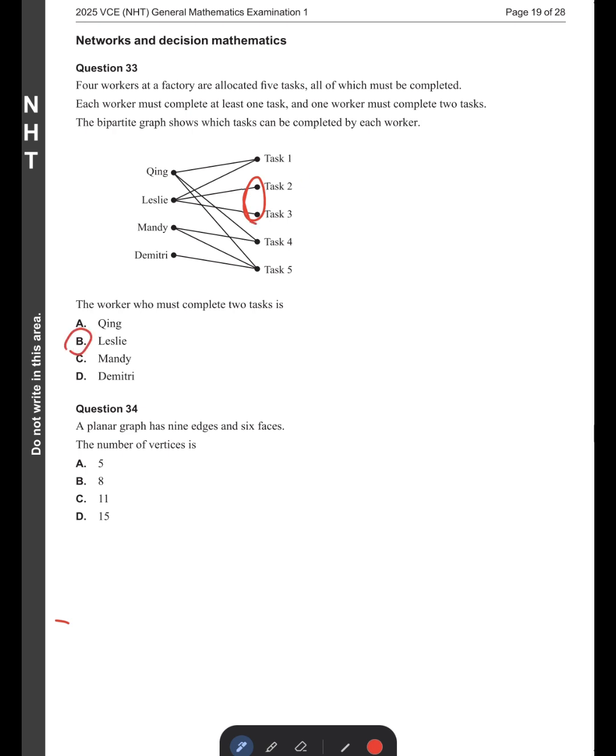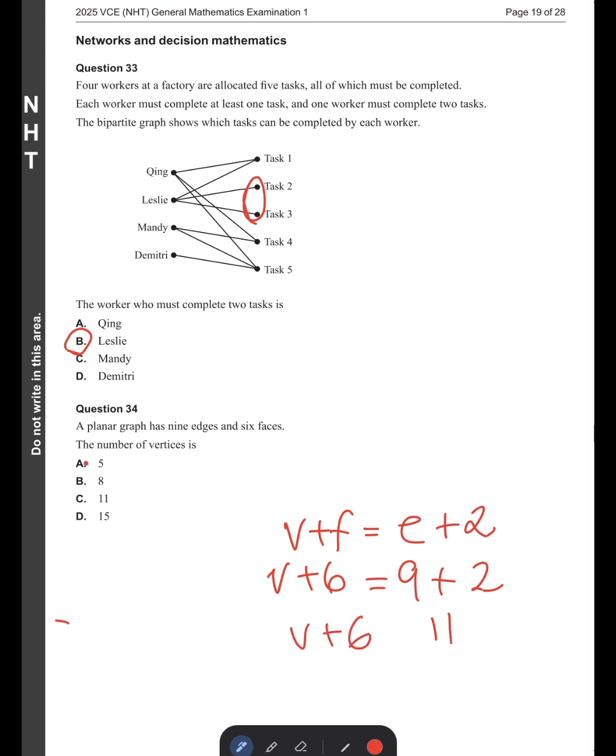All right, a planar graph has 9 edges and 6 faces. The number of vertices is, so we've got V plus F equals E plus 2. So we've got 9 plus 2 is V plus 6. So we've got 11 equals V plus 6. So the number of vertices is 5.